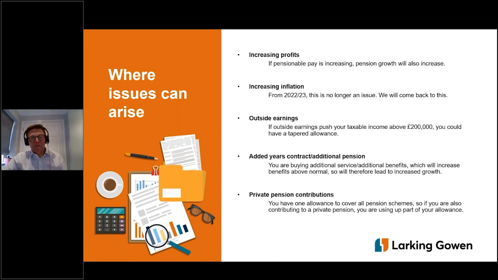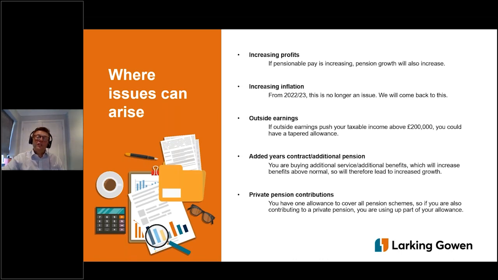Periods of increasing inflation, I touched on this previously. I'm going to skip it again now because again, Lizzie will cover that on a subsequent slide. If you have outside earnings, so earnings outside of the partnership in addition to your partnership earnings, if they push your taxable income above £200,000, then again, you've got the tapered allowance as we've said before.